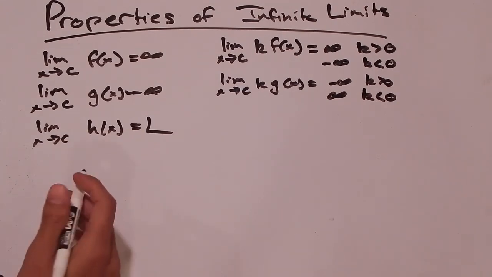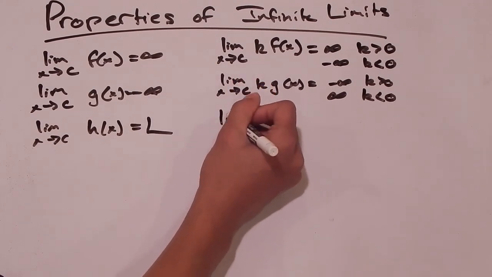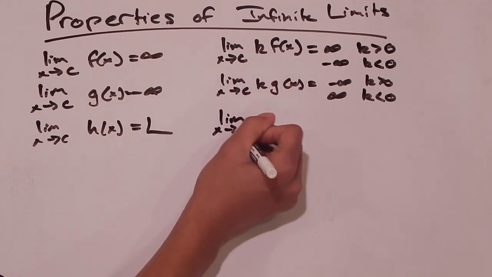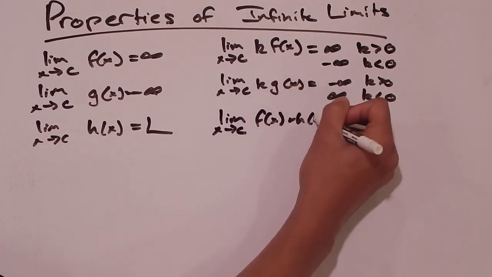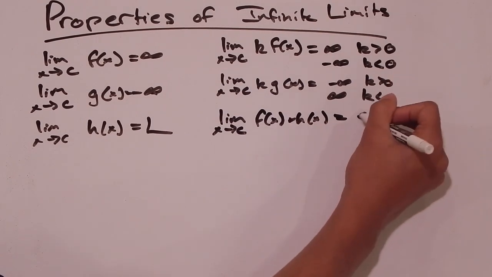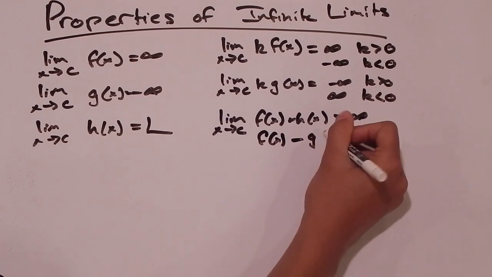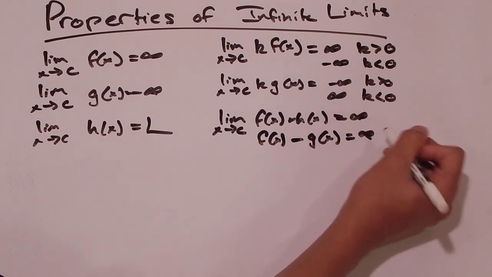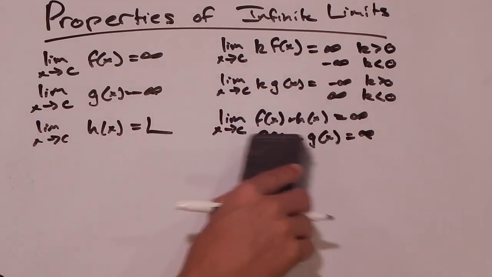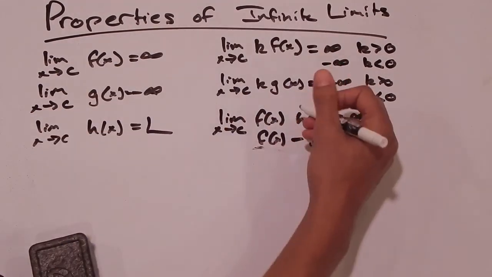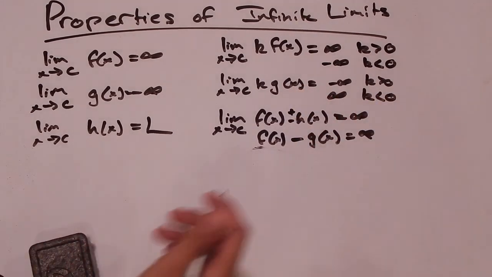Now we're going to take a look at some of the multiplication properties, or I'm sorry, addition. Actually, let's take a look at addition. If we have f of x plus h of x, the limit, we get infinity. And if we have f of x minus g of x, we get infinity. If we have f of x, and let's write this, instead of just plus h of x, this is actually plus or minus h of x. So it doesn't matter if we add or subtract, we're still going to get infinity.